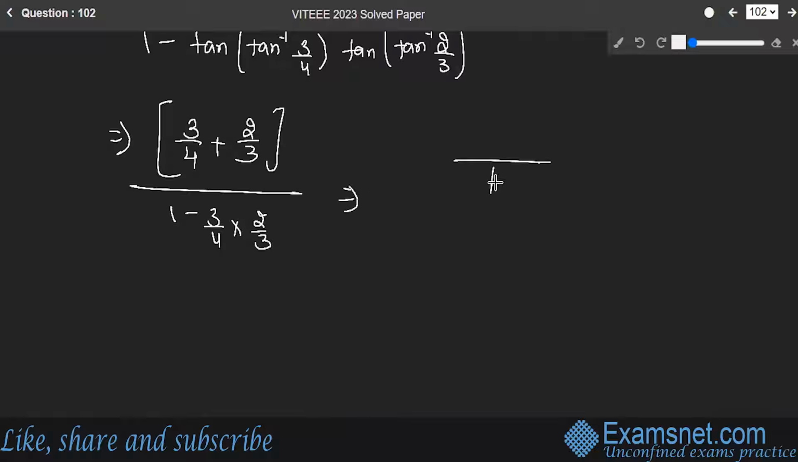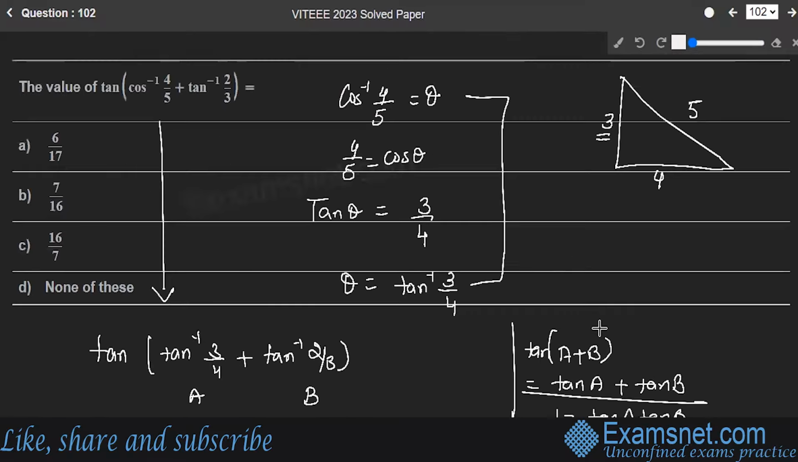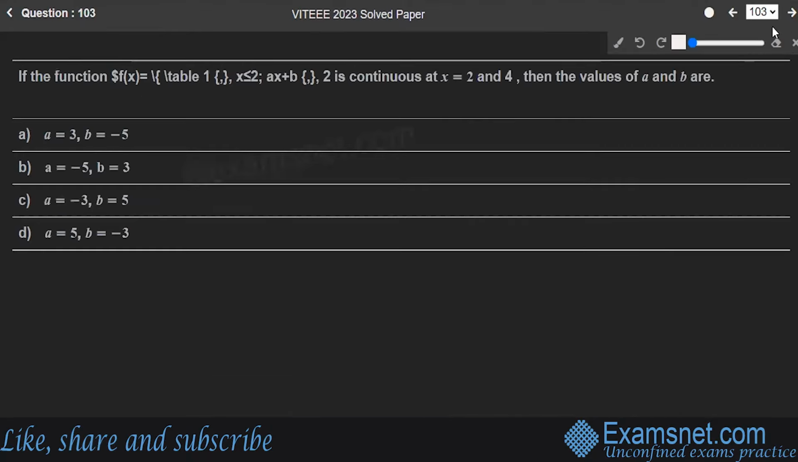This gives me 17 upon 12, whole divided by 1 minus 1 by 2, which is equal to 17 upon 12 divided by 1 by 2. That is equal to 17 upon 6. So this is the answer to the question. Option B is the correct option. Hope you got that. Next is 103rd question.